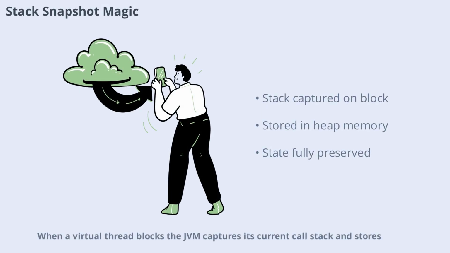When a virtual thread blocks, the JVM captures its current call stack and stores it as a regular Java object in the heap. The carrier thread is immediately released, and all local variables, method frames, and execution context are preserved. This allows virtual threads to pause and resume seamlessly, even on different carrier threads, without losing any data or state.